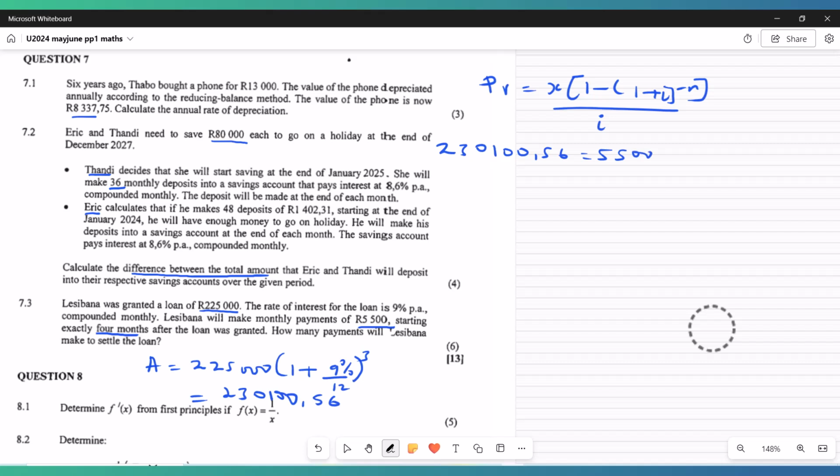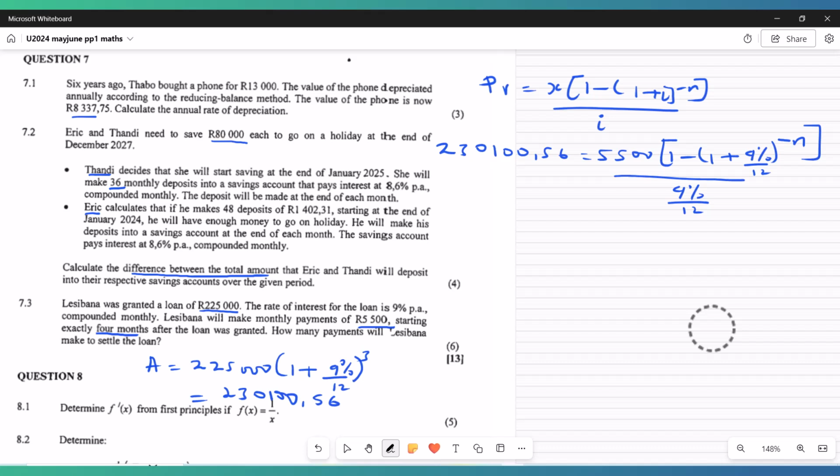So PV is 5,500, open brackets, 1 minus (1 plus i), the rate is still 9% compounded monthly, so divided by 12, to the power negative n, we want to know how many payments this person must make, divided by this 9% out of 12. So, let's find out here.